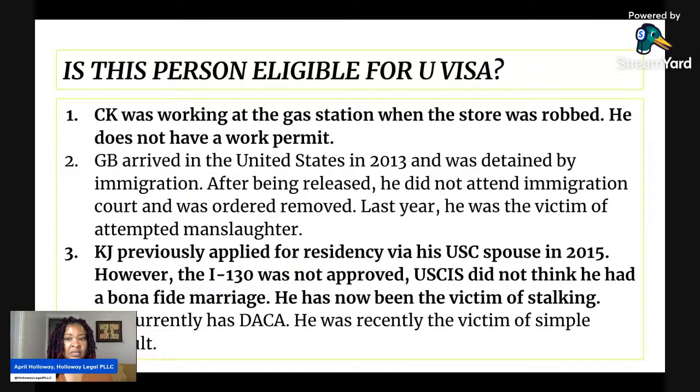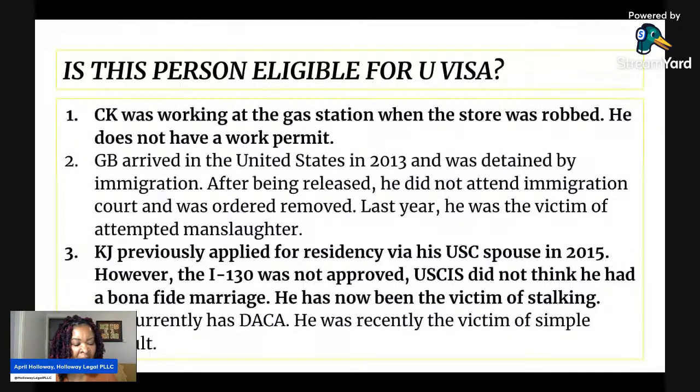All right. So the issue here is that GB did not attend immigration court and was then ordered removed. That is not going to be an impediment to GB obtaining a U visa. They will be able to file an I-192 to forgive their initial unlawful entry into the United States. And they will be able to, after the green card is awarded, request for that to be rescinded.